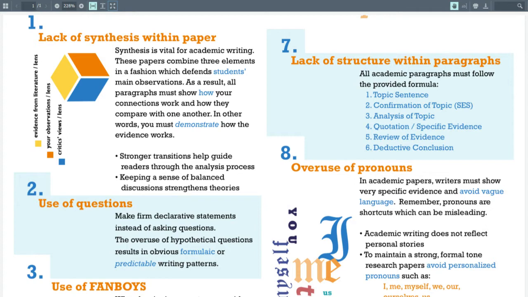But at this point, everything you do has to be backed up and defended and validated. The instructor needs to see what you see and how you see the material. And then finally, you want a deductive conclusion, something that wraps it up in a nice little bow. Okay, and that sort of acts as well as a transition to the next paragraph.